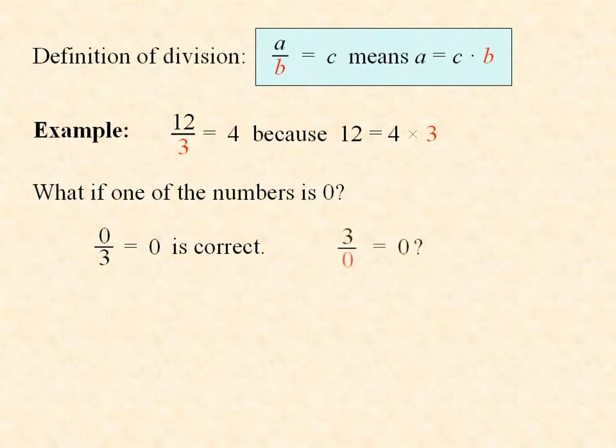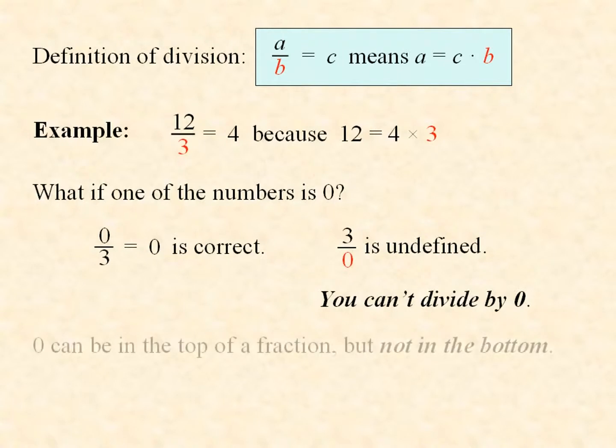What about 3 divided by 0? Is that 0? If so, it would mean 3 is equal to 0 times 0. But this doesn't make sense. So 3 divided by 0 is undefined. You can't divide by 0. 0 can be in the top of a fraction, but not in the bottom.